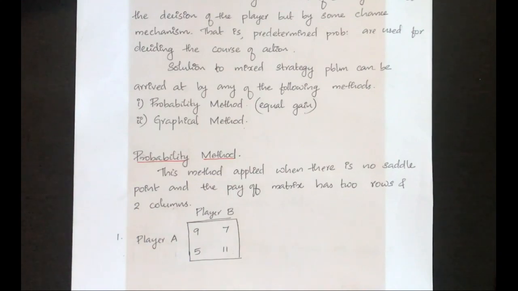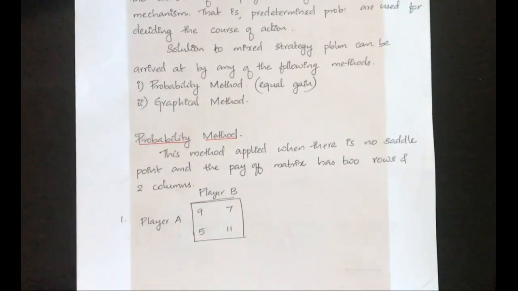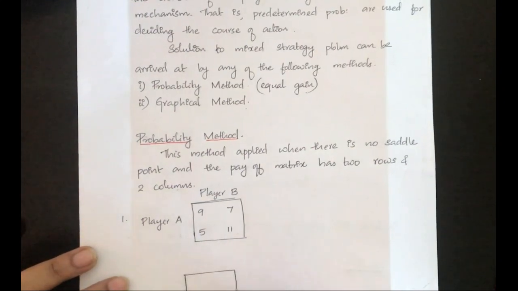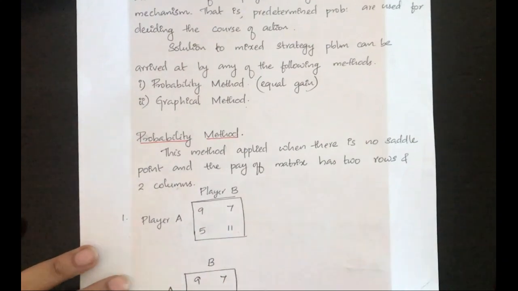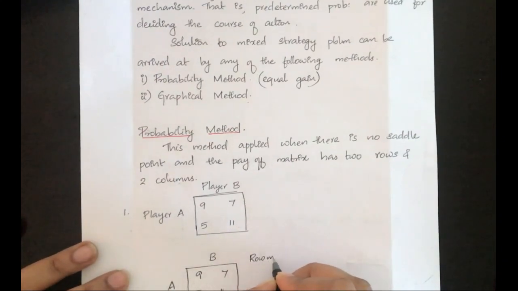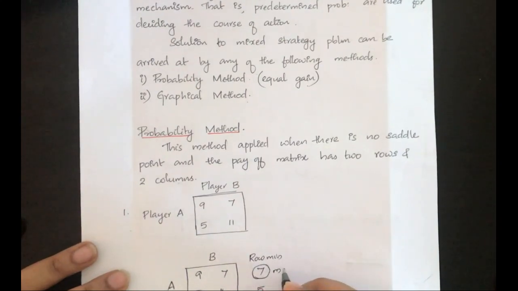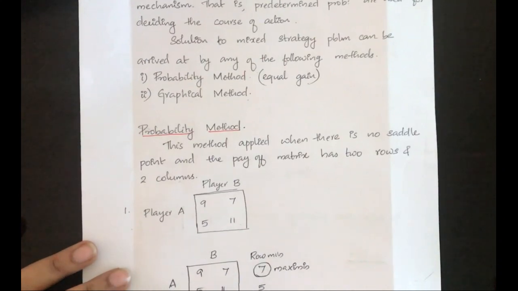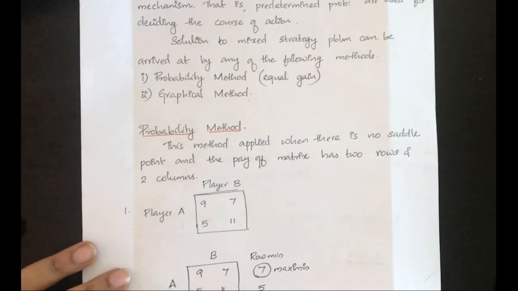First, we need to check whether the problem has a saddle point or not. I am going to write the question downwards: 9, 7, 5, 11, here B, here A. So, row minimum: 7, 5. Among the minimums, we choose the maximum, that is the maximin value. Then column maximum: 9, 11. Among the maximums, we choose the minimum. This is the minimax value.